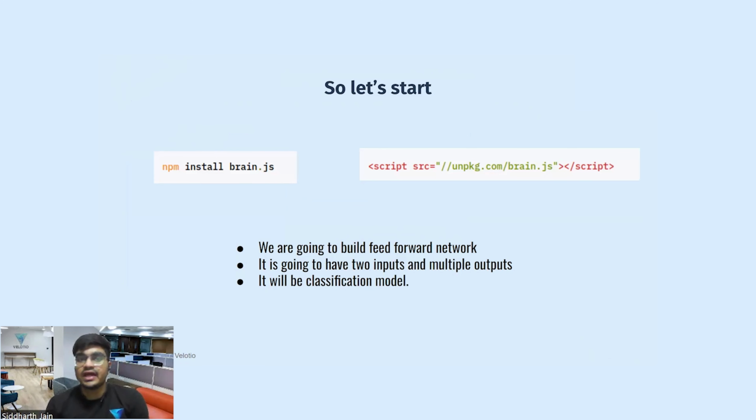We can install it with npm install brain.js in Node.js, and we can use a script tag in the front end. Now the most important thing I like about Brain.js is that it's independent of front end and back end. The front-end engineer can use the browser itself to train the data and use the personalized recommendations from the AI in the UI itself. And thus it avoids building a very expensive CI/CD pipeline for the browser or the server, which would increase the cost and the effort of the developer. So we are going to build a feed-forward neural network that is going to have two inputs and multiple outputs, and it will build a classification model.